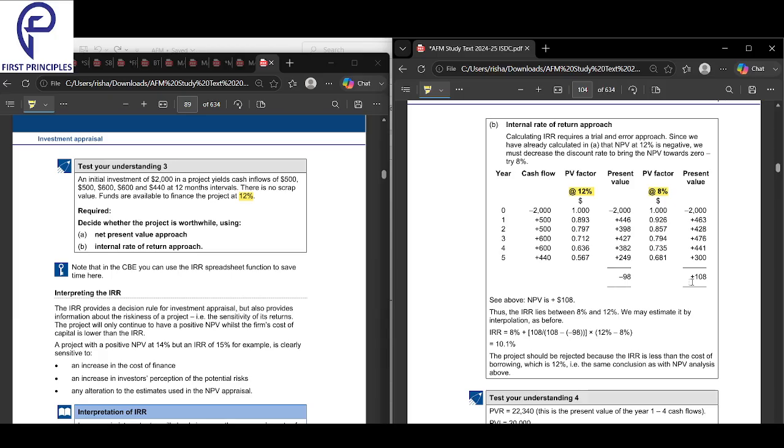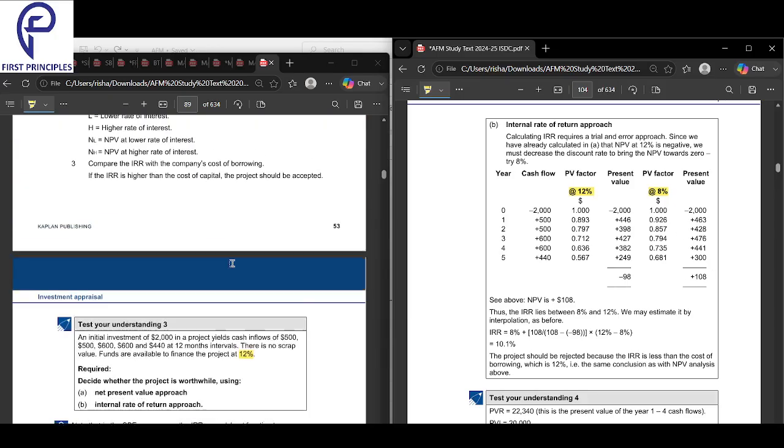At 12%, the discount factors are 0.893, 0.797, 0.712, 0.636, 0.567. And for 8% also, you can get the factors from the present value tables. You just have to look for 8% and year 1, year 2, year 3, year 4, year 5. Okay, so you did this, and here you got two NPVs.